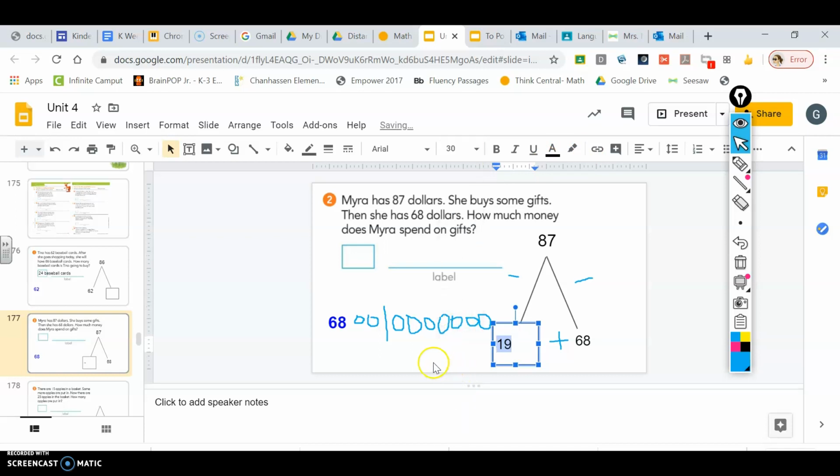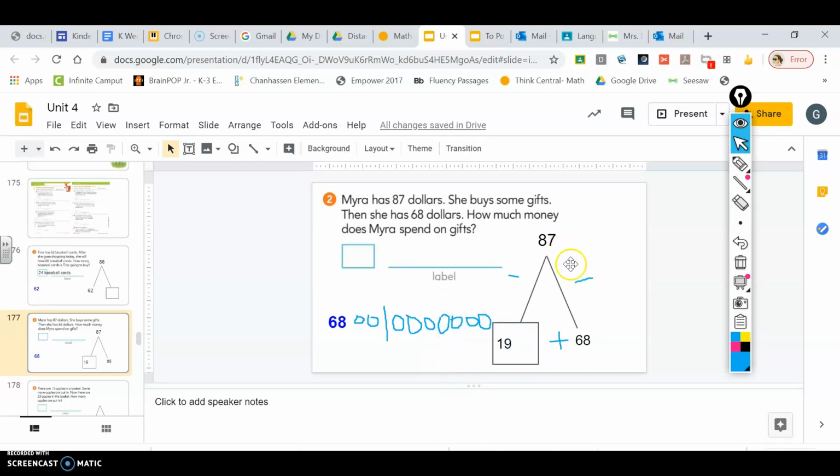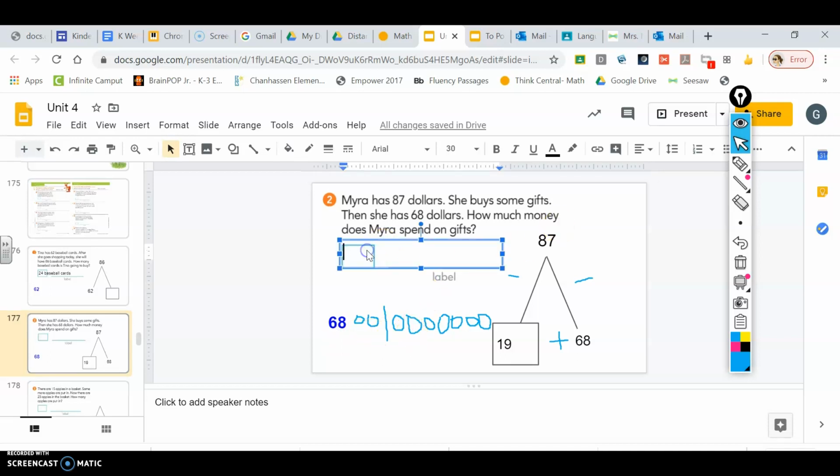If I want to, I can go ahead and solve 87 minus 68 to check my work. Or I kind of checked my work by counting again. So I know that's correct. Then I'm going to put my answer with my label. 19. Money doesn't make sense.